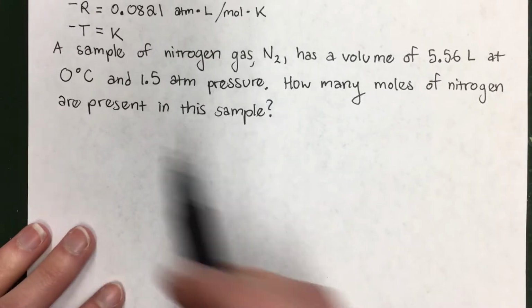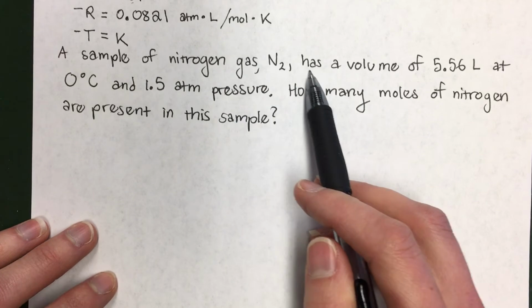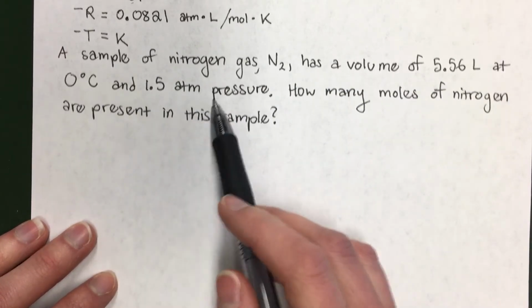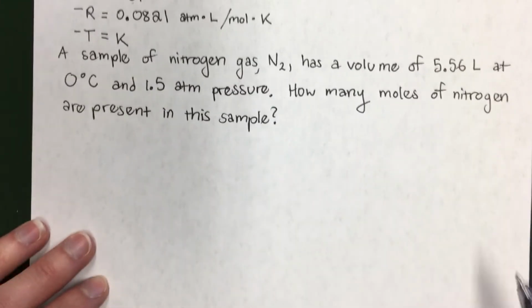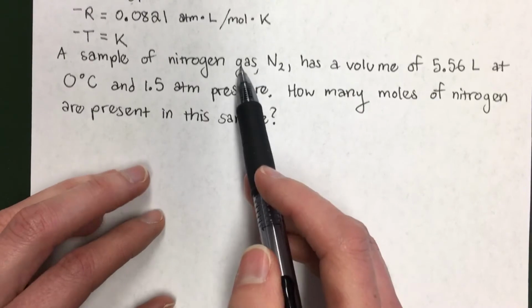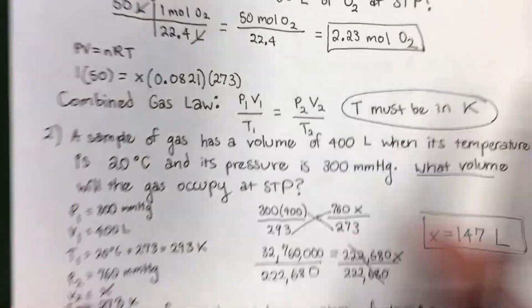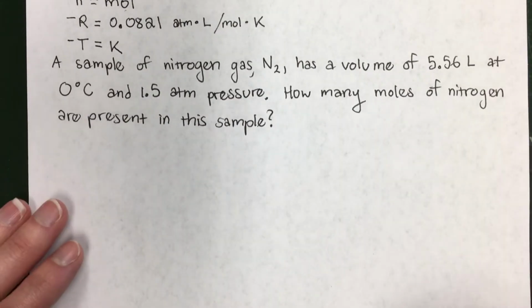Okay, so here's an example of that type of problem. A sample of nitrogen gas has a volume of 5.56 liters at 0 degrees Celsius and 1.5 atm pressure. How many moles of nitrogen are present in this sample? So you can see that the nitrogen gas is not changing. So that's how we know we don't need to use the combined gas law. We just want to know the moles at this particular instant.